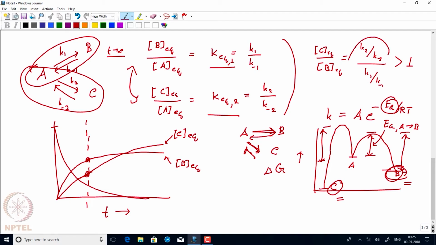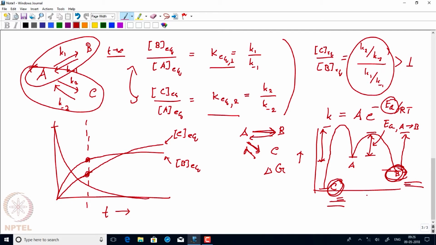everything is dictated by the ratio of the equilibrium constants, and that will be dictated by how thermodynamically stable the product is. In this case, since C is more stable than B, we expect the long time concentration of C, or the equilibrium concentration of C, to be more than B.